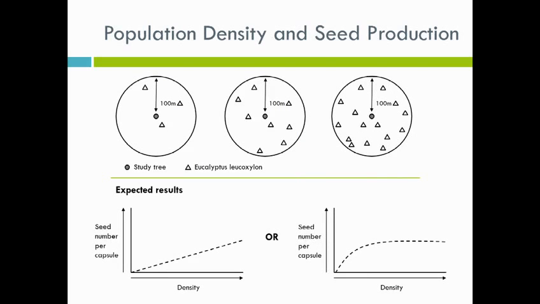So firstly, I decided to look at how seed production is influenced by population density. So to do this, I selected about 100 study trees and collected fruit material from them, so the gum nuts, and then I GPSed the position of any other blue gums within 100 metres from that, and that's how I got the density. So what I expected was for the number of seeds per fruit to increase linearly with density as the number of potential mates increased, or I expected it to reach a certain density where it would plateau off.